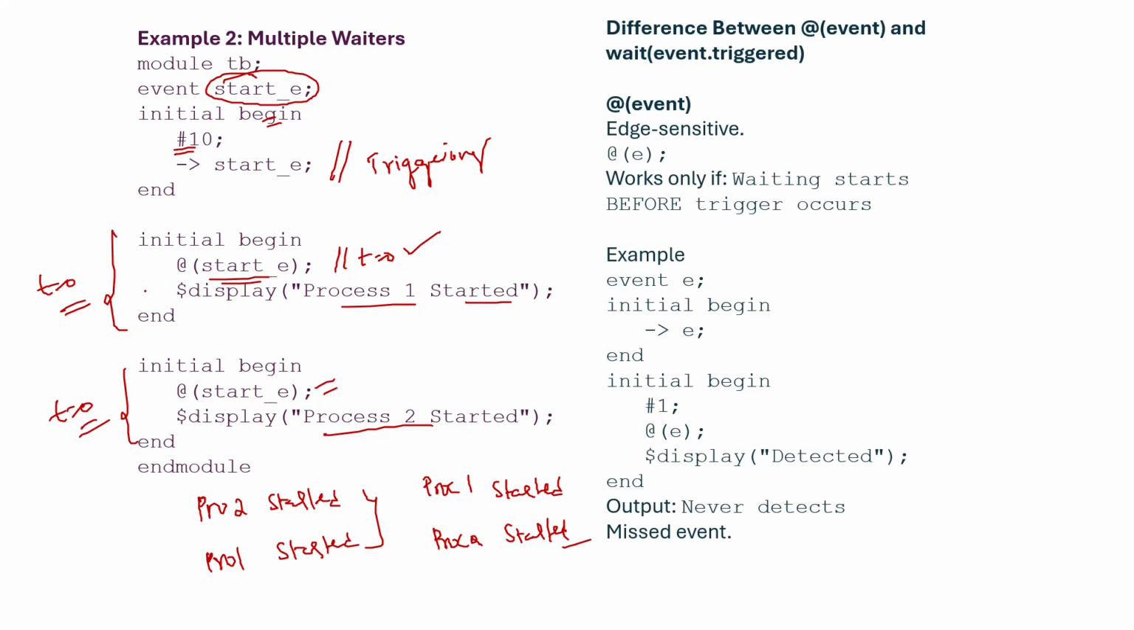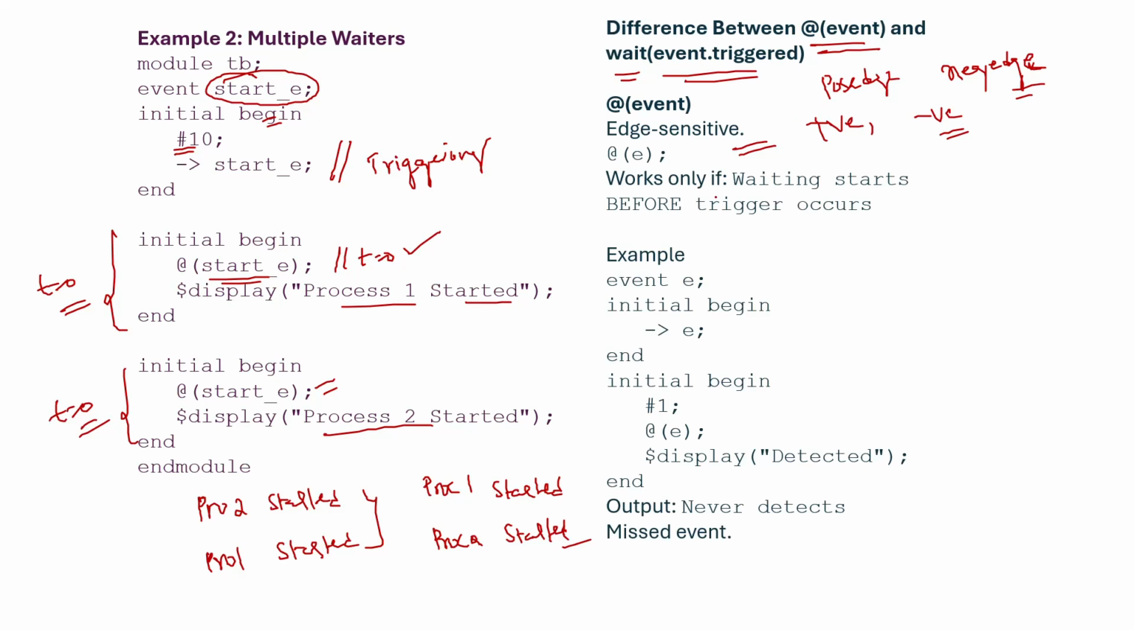Okay. Next, the difference between the event and wait event. At the rate event and wait event dot trigger. What is this difference? Both are the same, but here the at-the-rate condition means we are waiting edge-sensitive. So either positive edge or negative edge, we are taking that. So positive edge clock or negative edge clock. We are waiting at this edge sensitive.